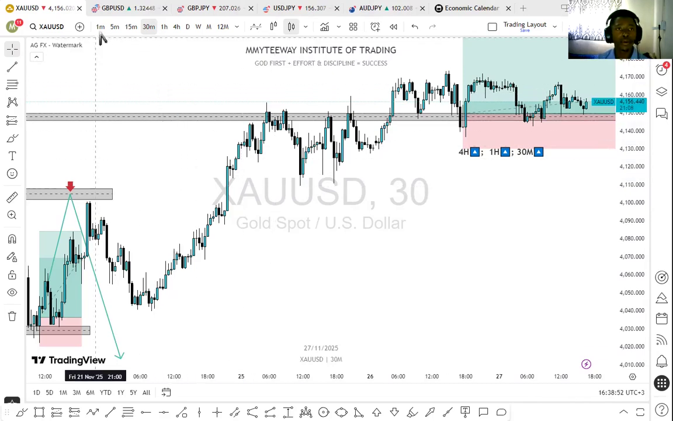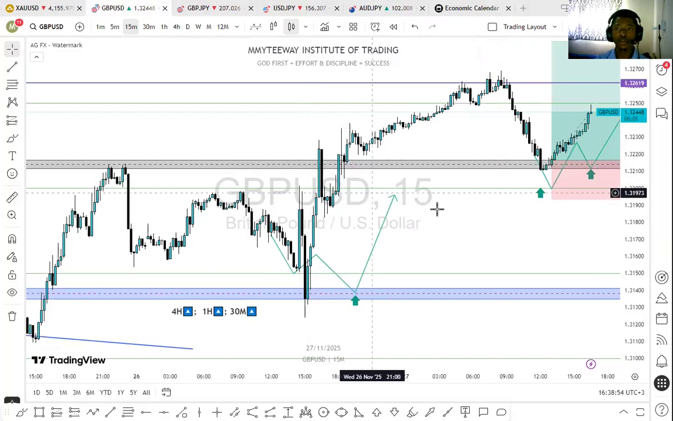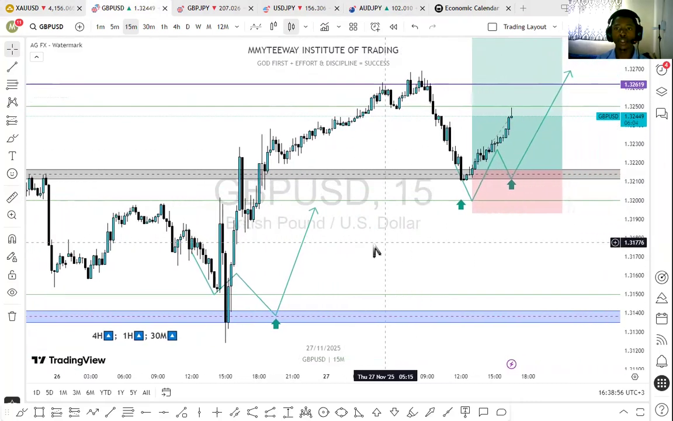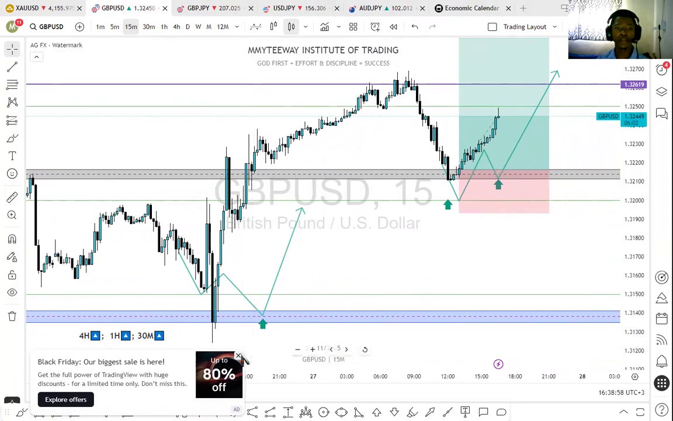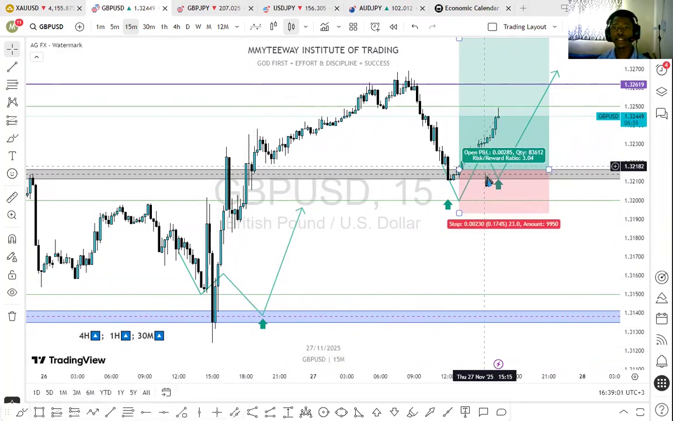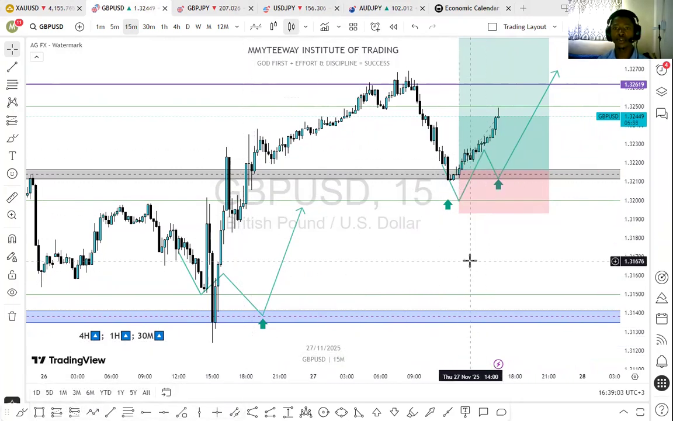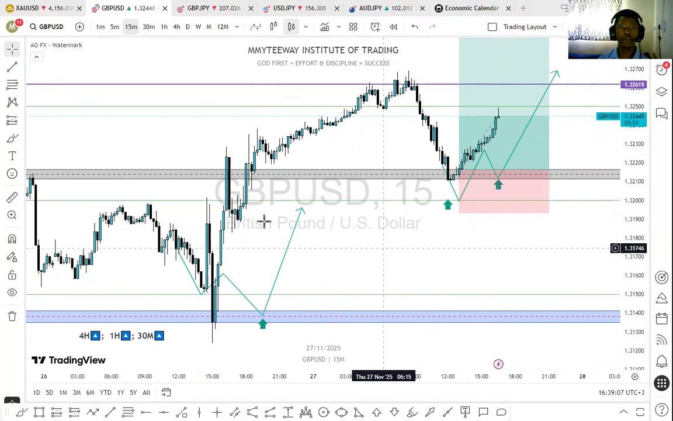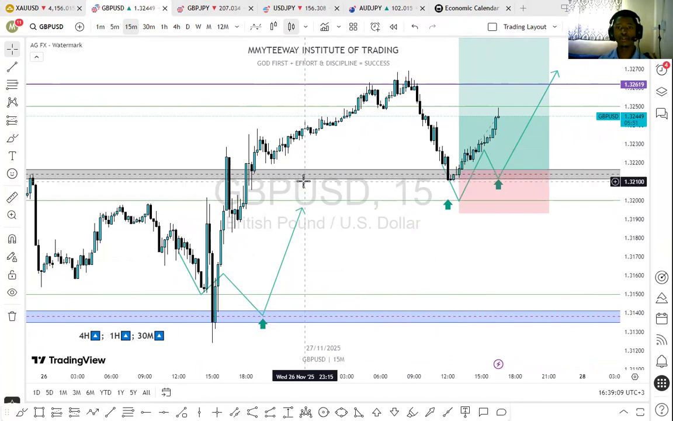So going on, let's look at what we are going to have here. So this one, I knew that we were going to have this trade in the New York session, but it just didn't give an entry signal because I knew that on this level it was going to pull back.